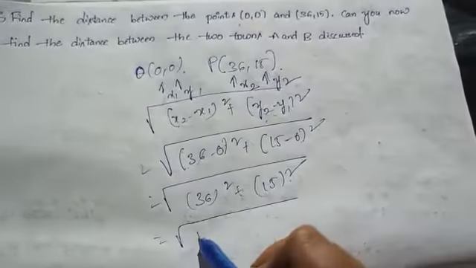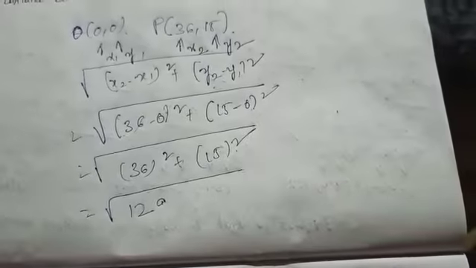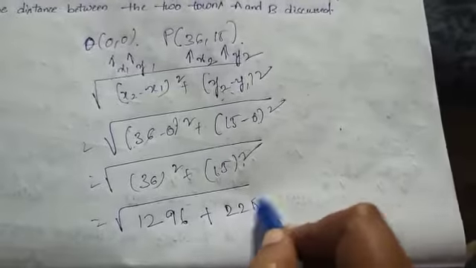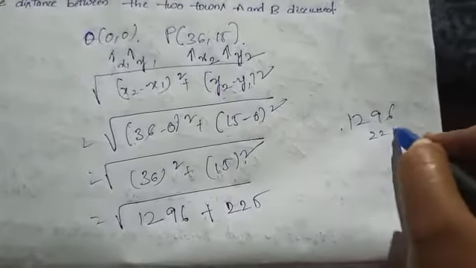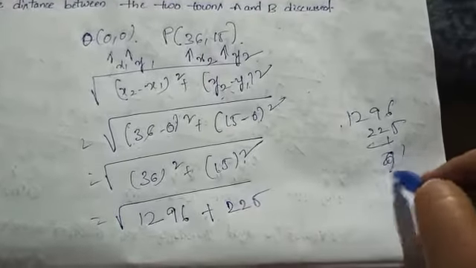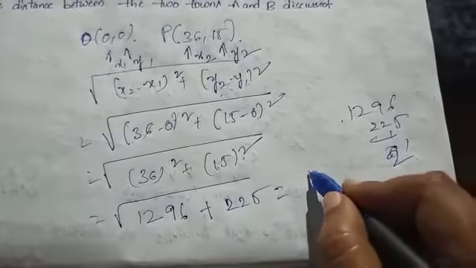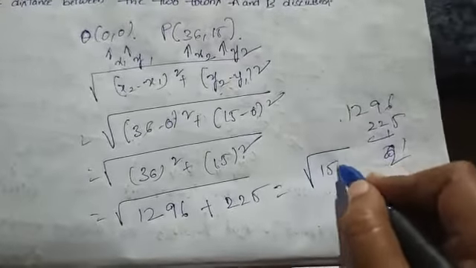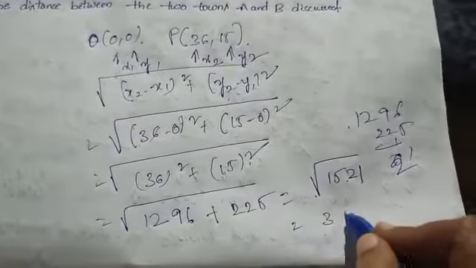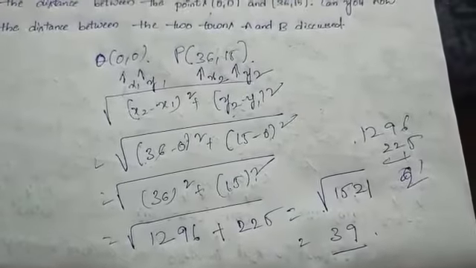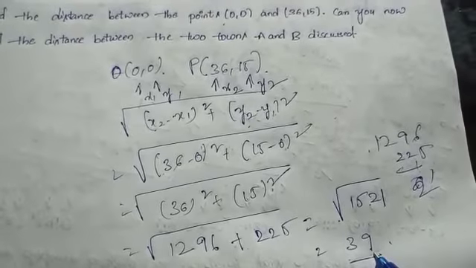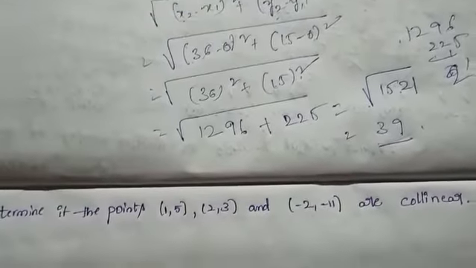36 whole square is 1296. 15 square is 225. 1296 plus 225 is equal to the root of 1521. The root of 1521 value is 39. Here the distance is 39 units. Next example.